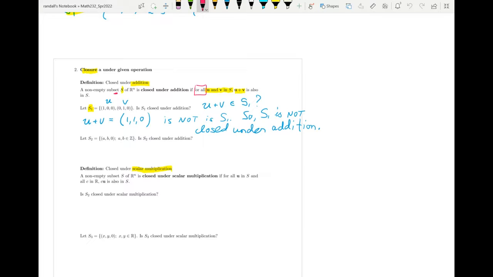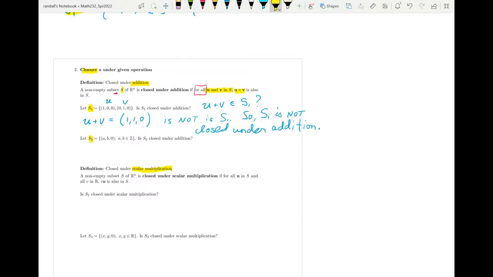Proving that a set is closed, as we'll see in the next example, where we have an infinite set of vectors, in principle requires you to check every possible selection of two vectors and adding them. So it's an exhaustive search. Here, if you find one example where the sum is not in that set, then you're finished. You've proven that it's not closed. However, to prove that it's closed, you have to check every possible selection of two vectors and add them.